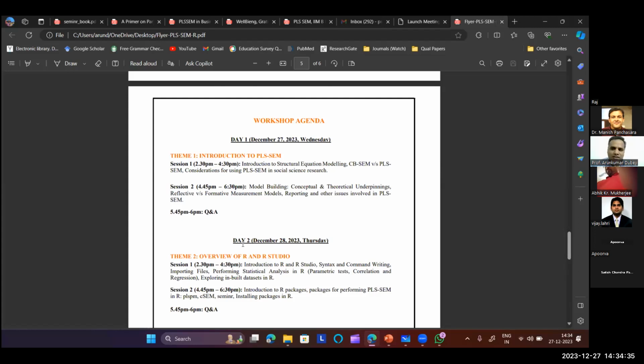I'm not going to touch SmartPLS 4. In fact, SmartPLS 4 is the latest version which has been launched, and SmartPLS 4 is so advanced that it has incorporated AMOS also. In fact, you can run covariance-based SEM in SmartPLS 4. But here we are going to use only R, which is an open source and free software.